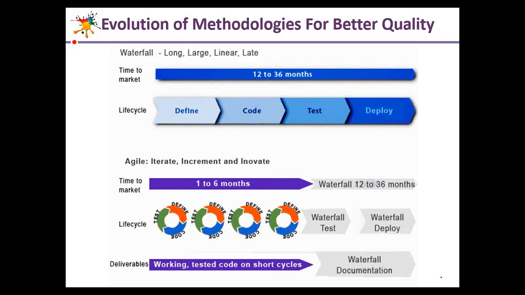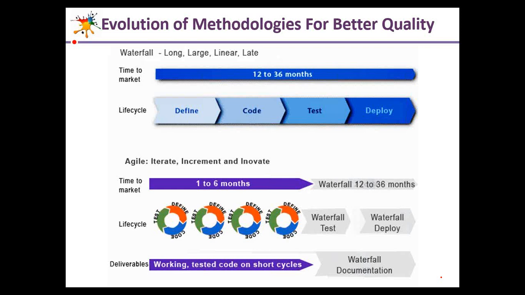Here we can see that the time to market has reduced considerably to 1 to 6 months in comparison to 12 to 36 months of the waterfall model. And here the life cycle is not step by step, but a continuous cyclic loop where it says define, code, and test. That means small pieces. Break the software into small pieces, define it, code it, test it, release it for the user's feedback. And this way, in an incremental manner, it achieves the final stage. And the deliverables in this case are always working and tested.